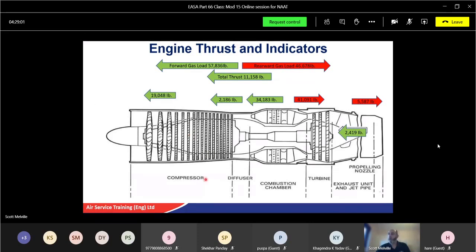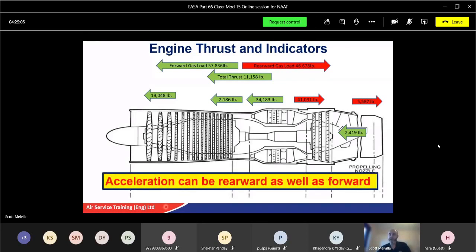Right, so again, thrust is felt, or acceleration can be rearward as well as forward. We get the gas going that way, and we also get the pressure thrust going forward as well. So we get rearwards and forward. Hence, in this case, we can get a total thrust of 11,000 pounds. We've got 41,000 there, 5,000 there, 34 going forward. So overall, we get 11,000 pounds of thrust, just as a general setup.